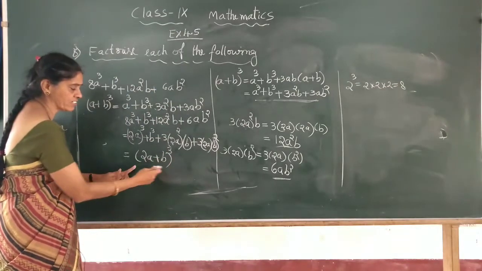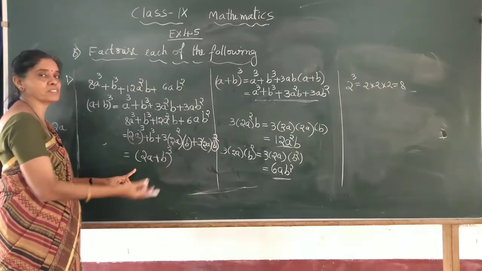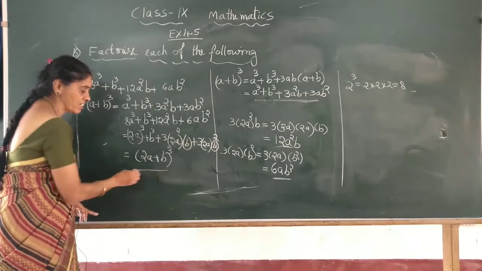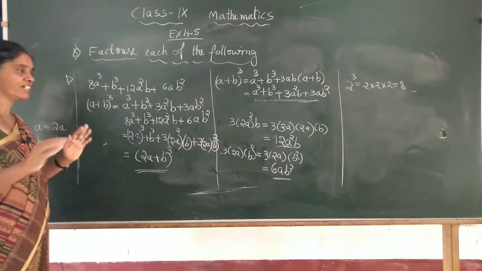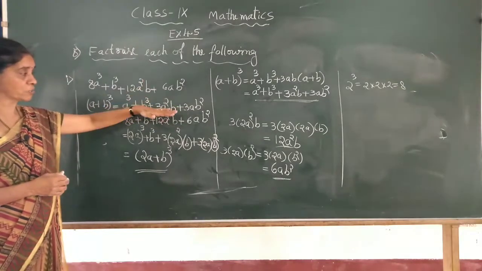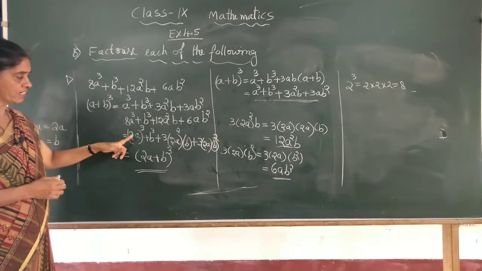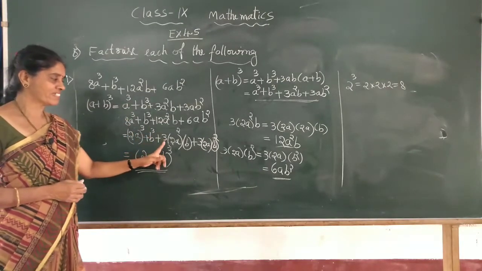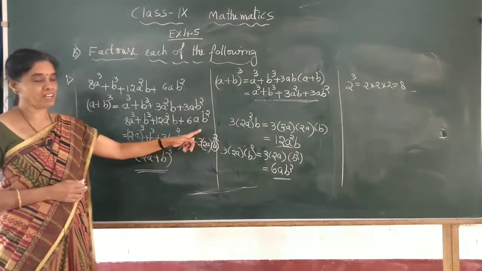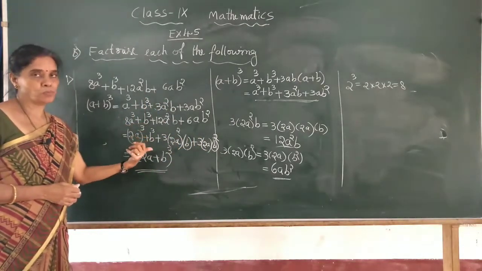Factorize. These are the factors: 2a plus b, one factor, 2a plus b into 2a plus b. Three factors of 2a plus b are there. So this is the last answer. So what you have to do is write the identity in the last expanded form, and write the given problem in the same pattern: a cube plus b cube plus 3a square b plus 3ab square. Then the given factors are (a plus b) whole cube.